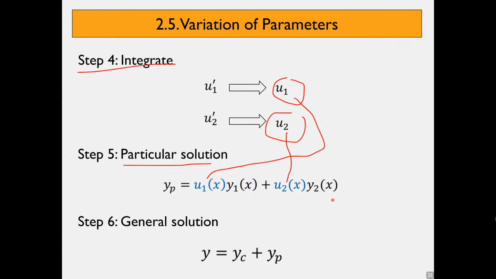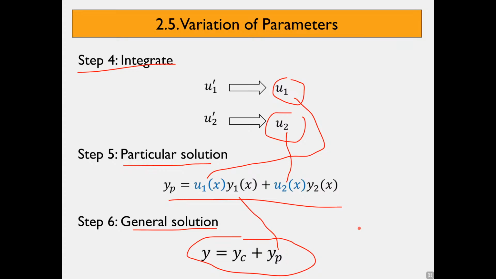y1, y2, you already knew, so you can create your yp. After that, you substitute for the general solution: you have yc, and then yp, this whole thing, you put it here. So we already successfully solved the problem with the variation of parameters method, which involves 6 steps. Remember, altogether we have 6 steps.